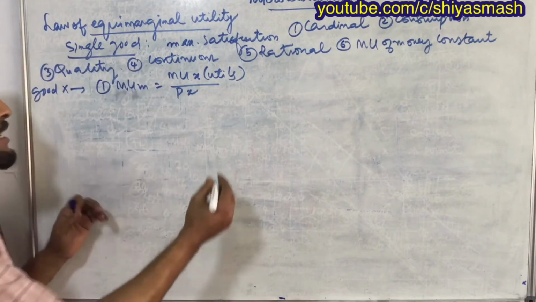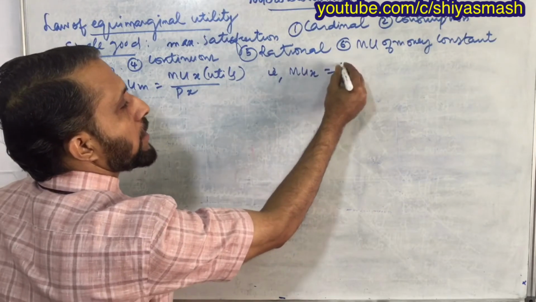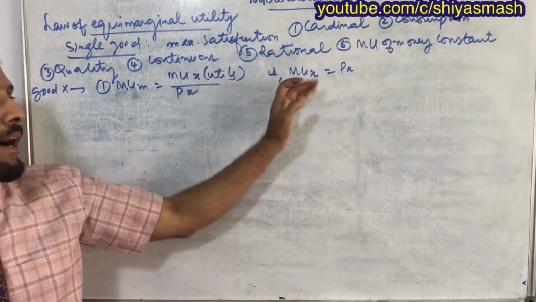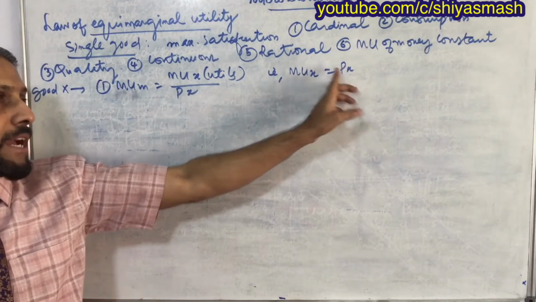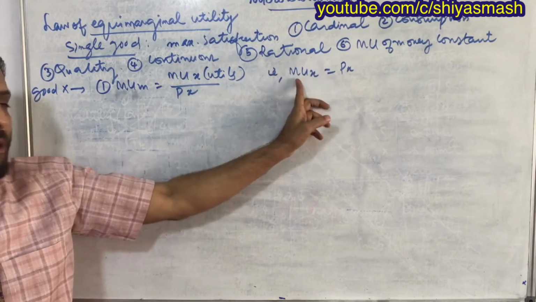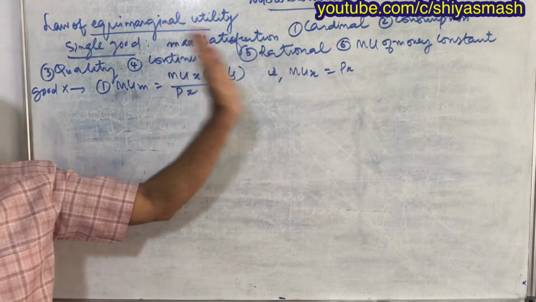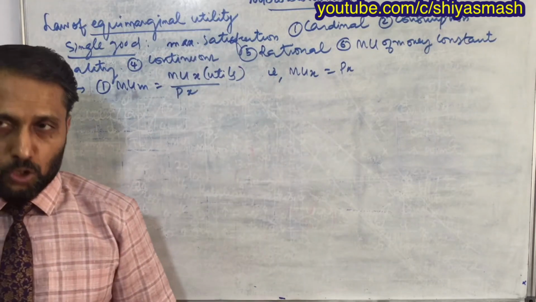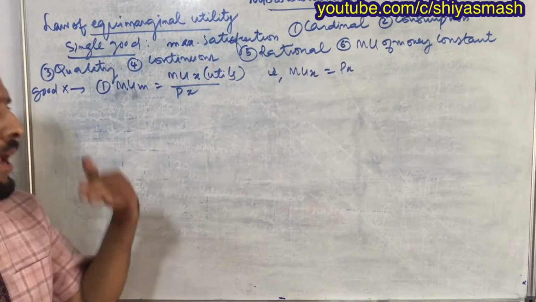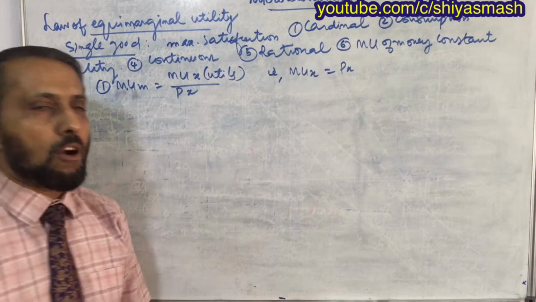Or in other terms, the second condition is MUx equals Px. In normal sense, the consumer should obtain maximum satisfaction from the consumption. The price of the commodity, how much he spent, should be equal to the utility he derived from the consumption. This is the equilibrium condition for a consumer. Then let's analyze: if the situation is more than or less than this, what happens in the economy?